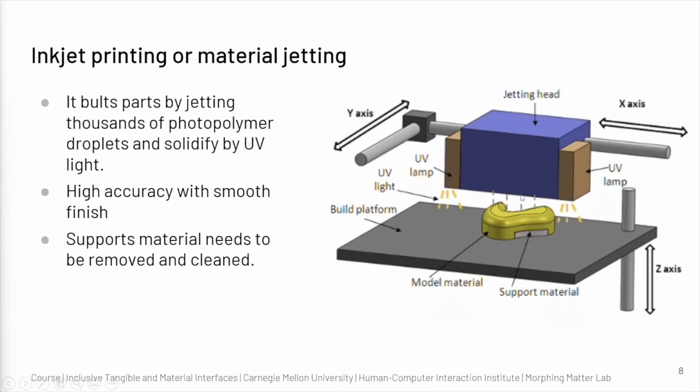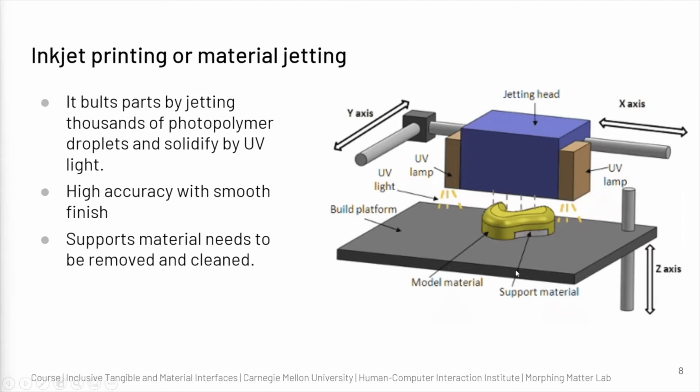The material that is used for printing is basically a photopolymer. I will be talking more about photopolymers in other slides, like how the photopolymerization takes place, but let's understand only the technique right now. The photopolymer is jetted through these multiple heads, and there is a UV lamp that post-cures it. The head can be moved in the X and Y axes, whereas this build platform moves in the Z direction.